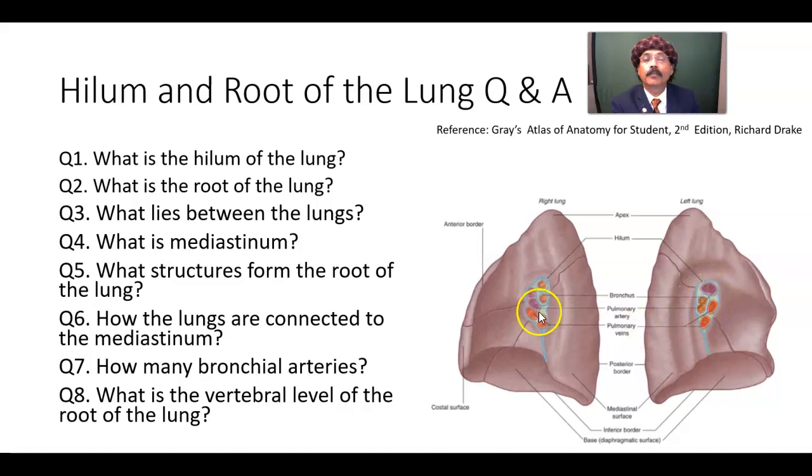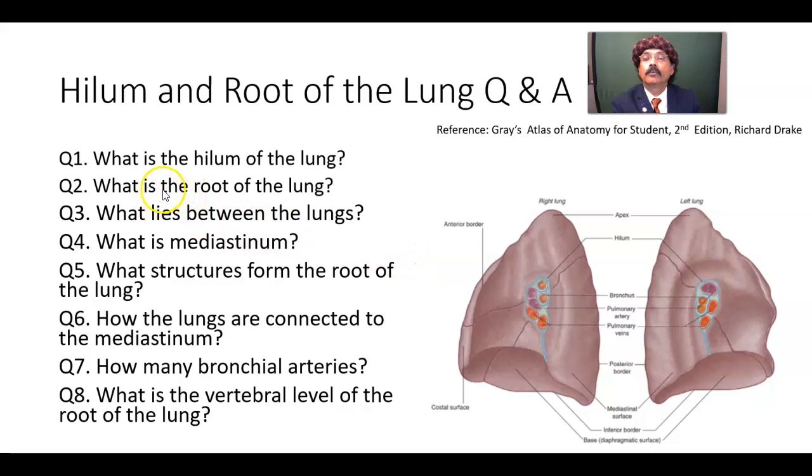This is the hilum. This is present on the medial surface of the lung. So we have the left lung and the right lung. This is the hilum of the right lung. This is the hilum of the left lung. And that hilum contains the structures. Those structures are called the root of the lung.